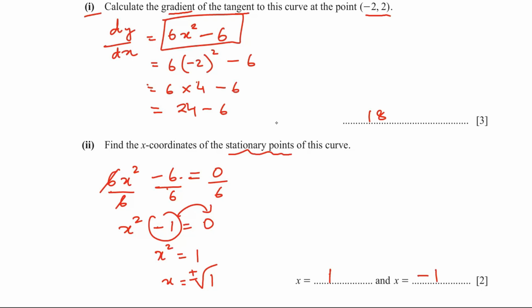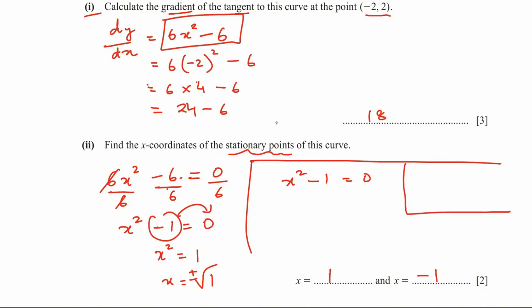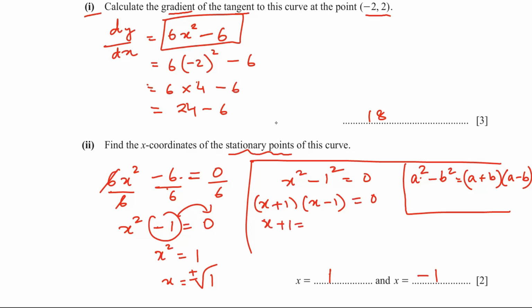If you don't want to do that, we have another method. When we have x squared minus 1 equal to 0, if you remember one of the algebraic identities, a squared minus b squared equals a plus b times a minus b. So 1 is a square number, so we can write that as 1 squared. So this is going to be x plus 1 times x minus 1 equal to 0. So either x plus 1 equal to 0 or x minus 1 equal to 0. So x equal to -1 or x equal to 1.